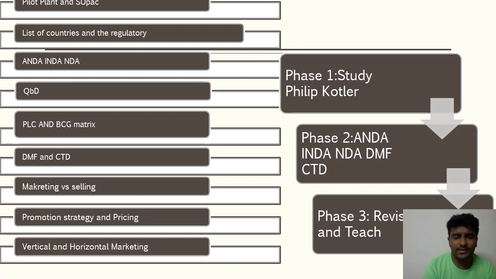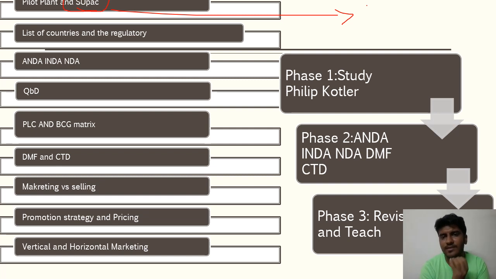So number one thing that we need to know is a brief idea of the SUPAC, which is scale up and post approval changes. There are three level changes, you can say. You need to know just the upper level, how much is required, the basic requirements, that's it. Then this is very important: the list of countries and regulatory bodies. This is directly asked in the examination. It is simple, so we cannot lose out on this.